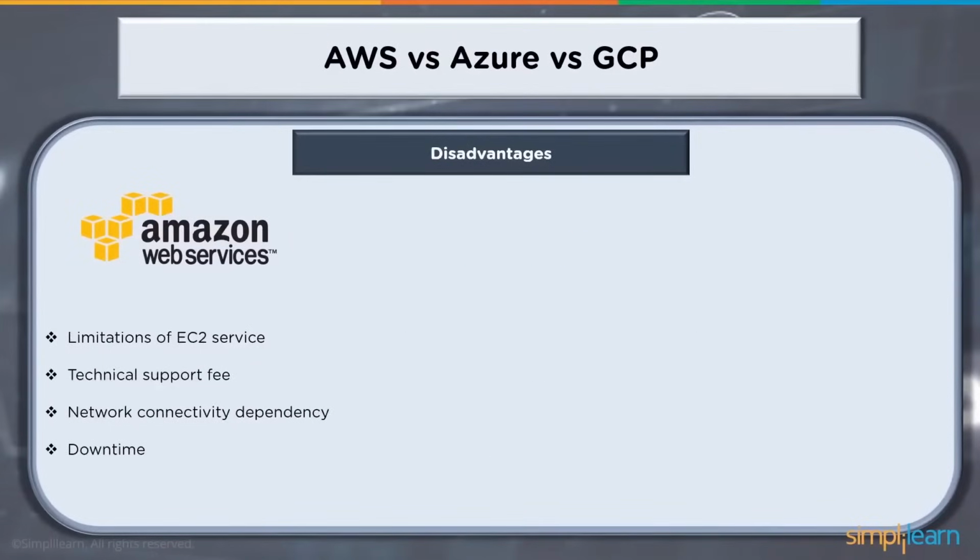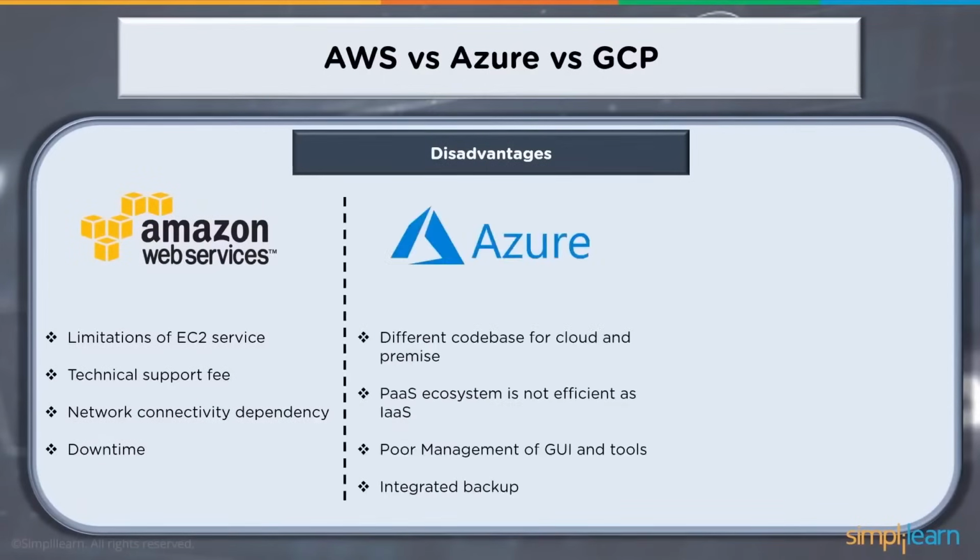When it comes to disadvantages, in AWS you have limitations when it comes to the EC2 service. There are different options in the kinds of machines which you can choose, which you can work on. You have a technical support fee which is incurred, network connectivity, and also downtime, which might occur when you're migrating.